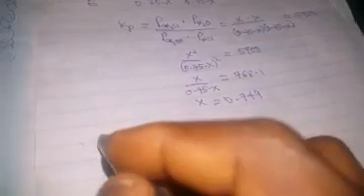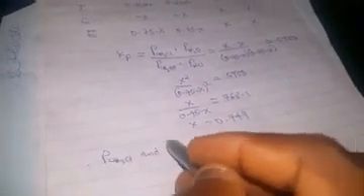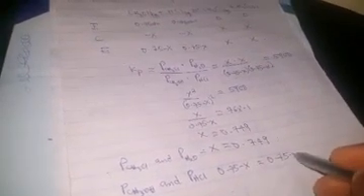Now the question asks us to find the partial pressures for each of them. The partial pressure for both CH3Cl and water is equal to X, and the value for X here is 0.749. But the partial pressures for methanol and HCl are 0.75 minus X, which means 0.75 minus 0.749, and that gives us 0.001.